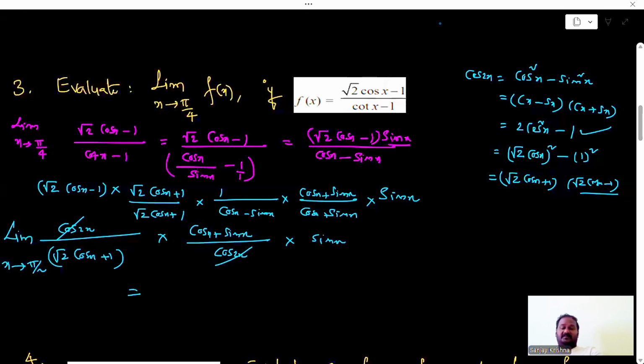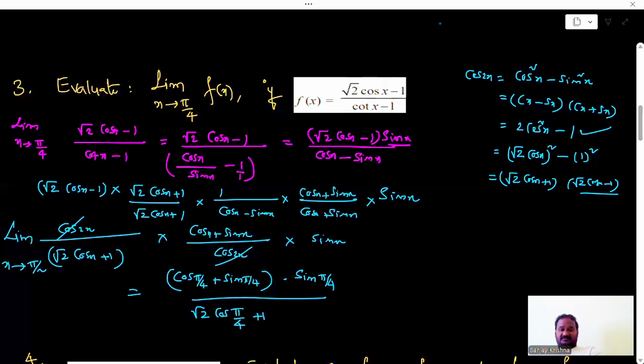Substitute x equal to pi by 4 here. Cos pi by 4 plus sin pi by 4, right? Cos pi by 4 plus sin pi by 4 into sin x is nothing but sin pi by 4, whole divided by, left with root 2 cos x plus 1, right? So root 2 cos x is pi by 4 plus 1.